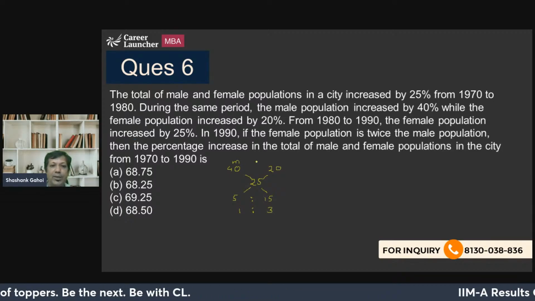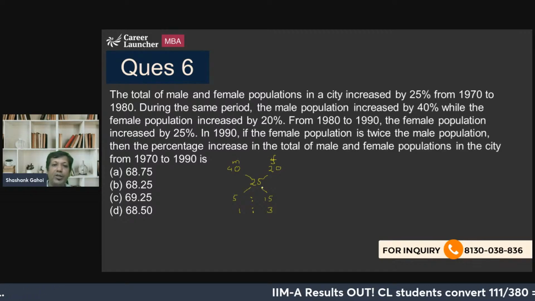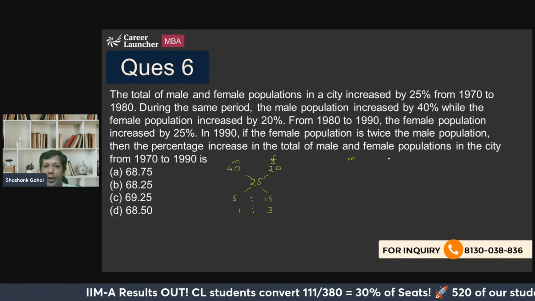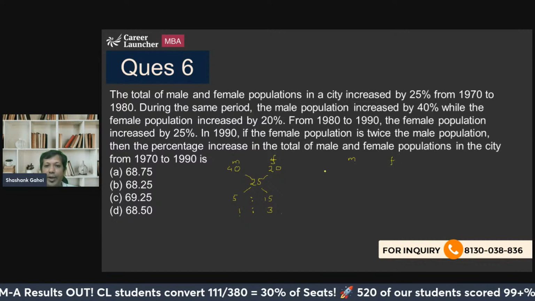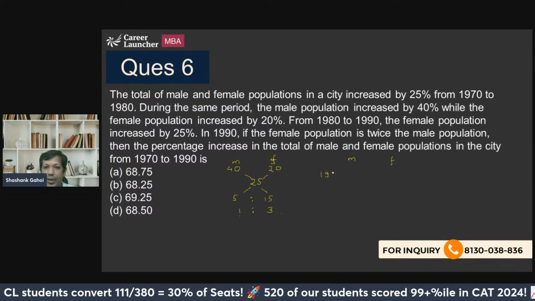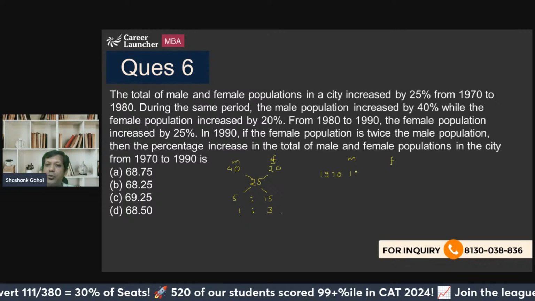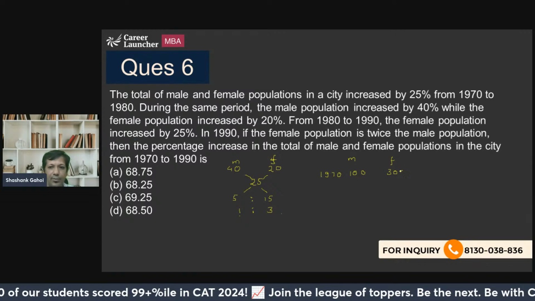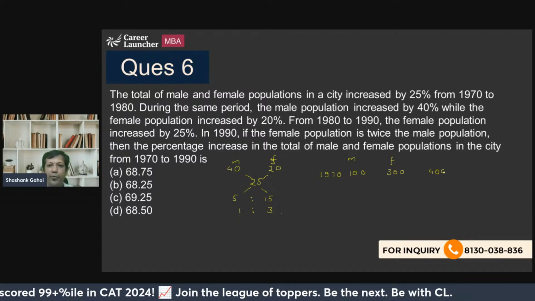So it means in 1970 the male to female ratio is 1:3. So I am writing male, female, and 1970. In 1970 I am assuming the number of males is 100, the number of females is going to be 300, and the total population is going to be 400.